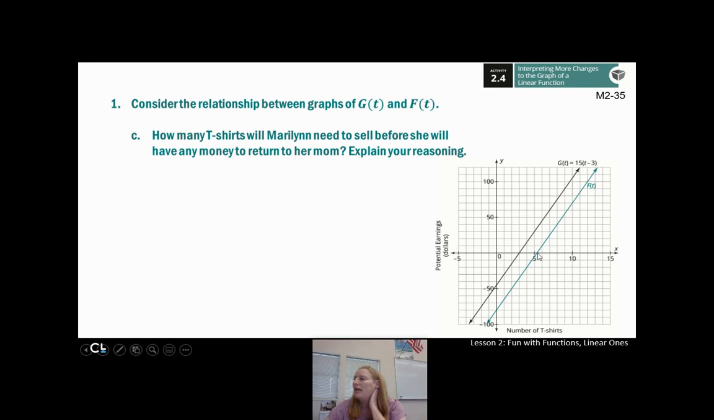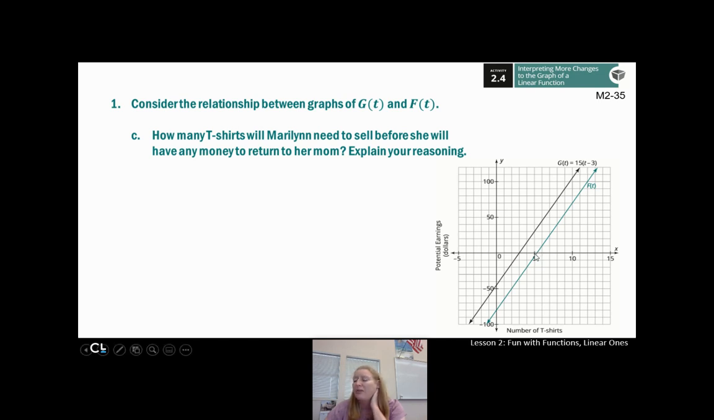I noticed that my x-intercept is 0. 0 is the break even, right? Like I'm in debt before that, but I'll make money after that. So here I can see my x-intercept happens just a little bit past 5. But remember, I can't sell part of a t-shirt. I either sell 5 t-shirts or I sell 6 t-shirts.